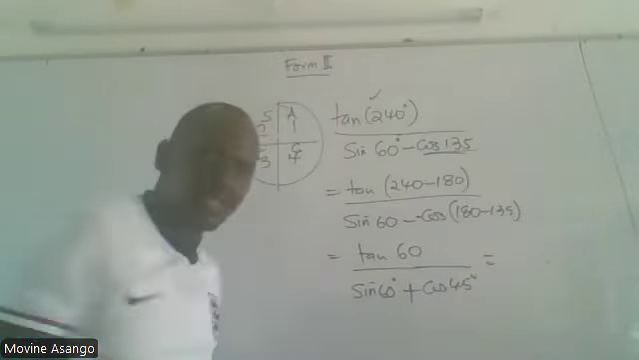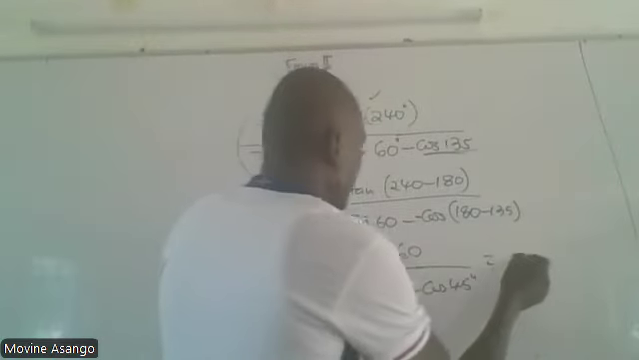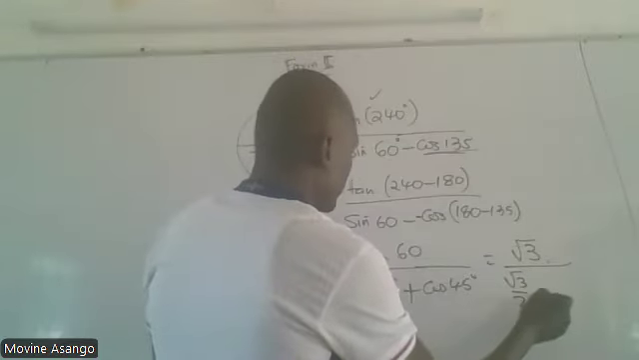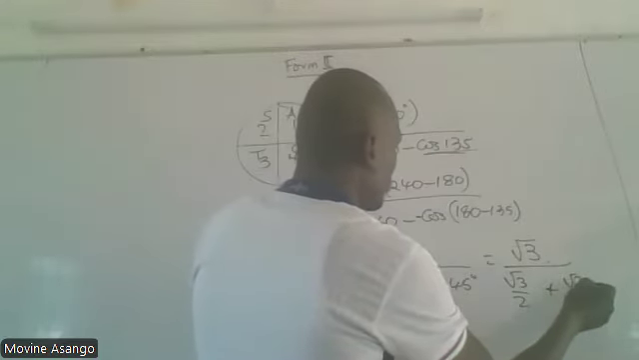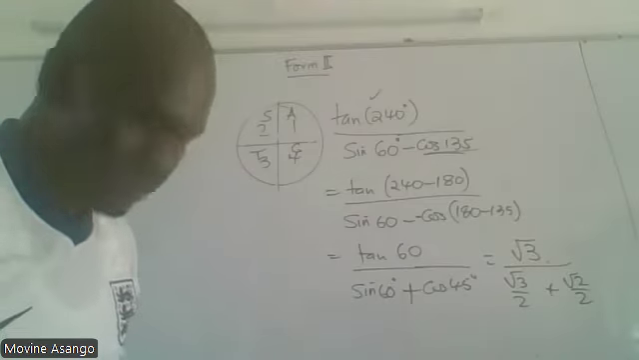So from there, I told you must have the special angles at fingertips. We talk about tan 60 root 3, sin 60 root 3 over 2, cos 45 root 2 over 2. All right?